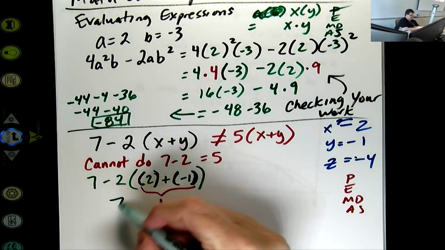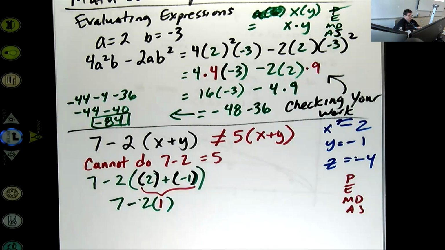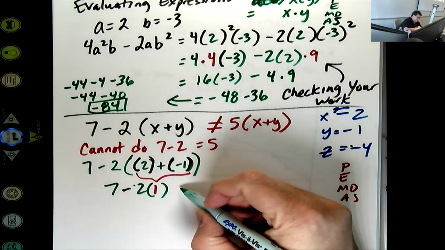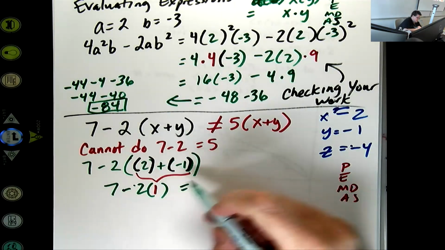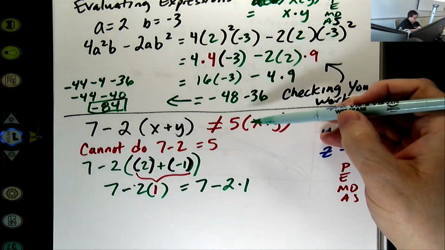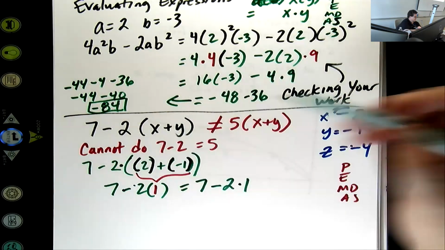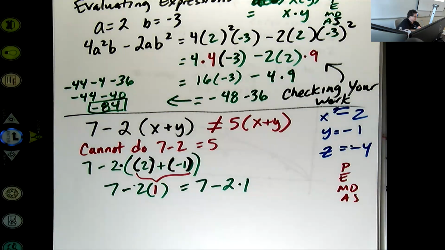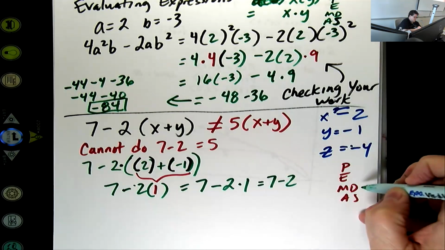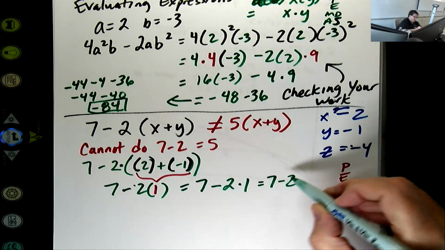And I still have 7 minus 2 times parentheses 1. This is the same thing as 7 minus 2 times 1. I could have had a multiplication sign out there, but it just makes more writing, so mathematicians don't do it. This ends up being 7 minus 2 times 1, which is 7 minus 2. We would do multiplication before subtraction, and I end up with 5.